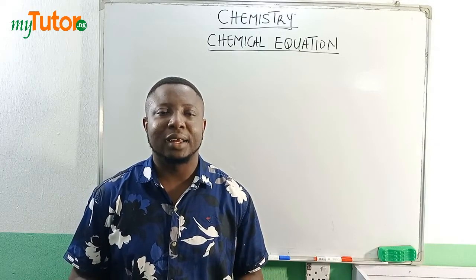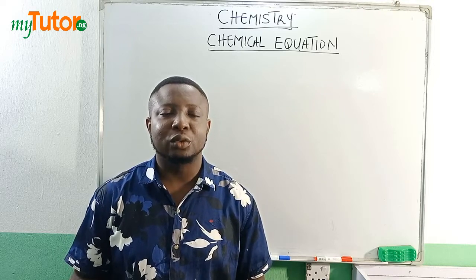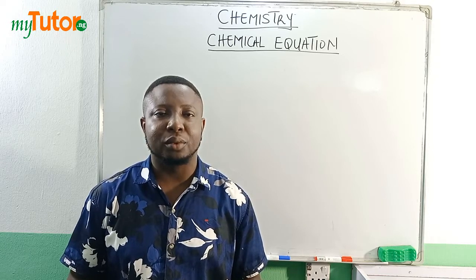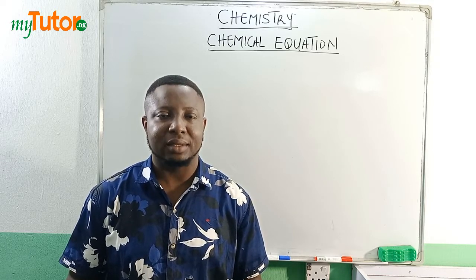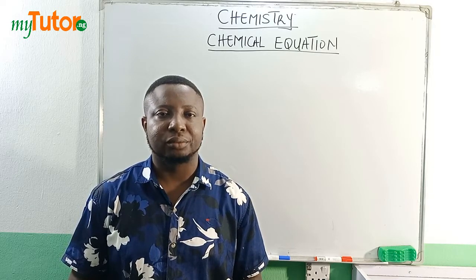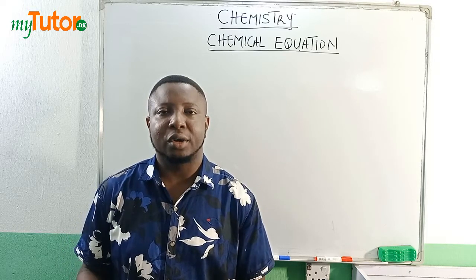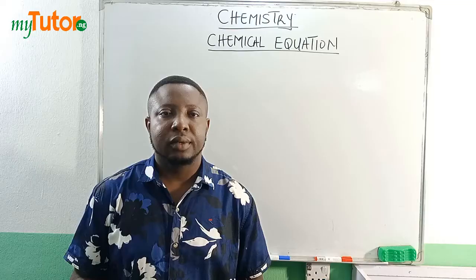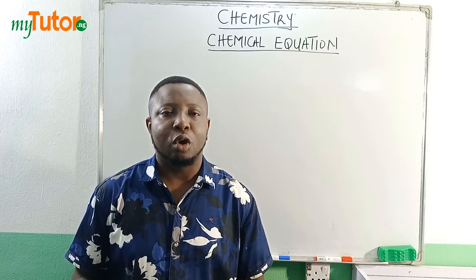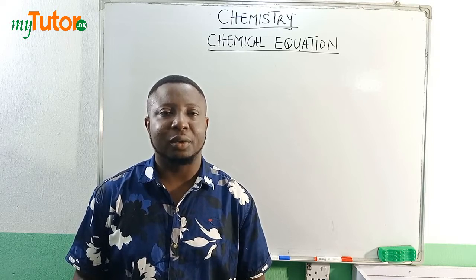So what is a chemical equation? A chemical equation is the representation of a chemical reaction by using the chemical symbol or formula of the elements or compounds that are involved in the chemical reaction. So if we want to represent a chemical reaction that is occurring in a test tube or in a beaker, then we will make use of the chemical symbols of the elements or compounds that are involved in the reaction to represent the chemical reaction.